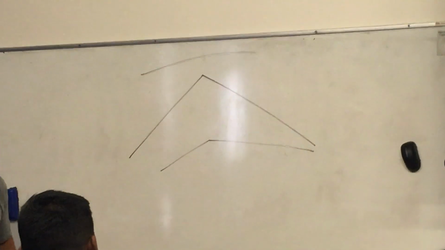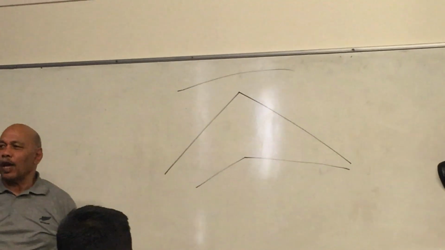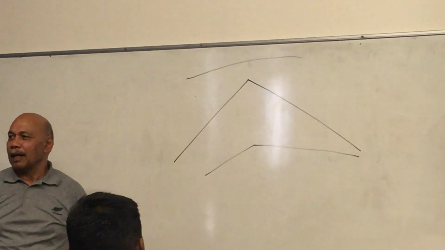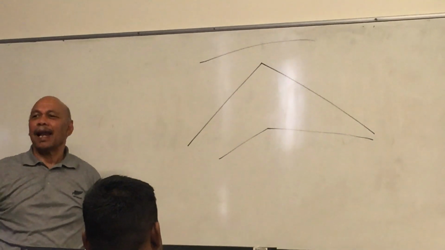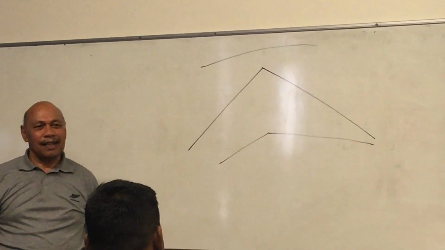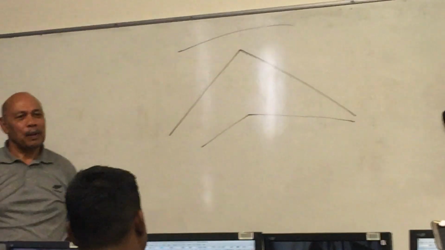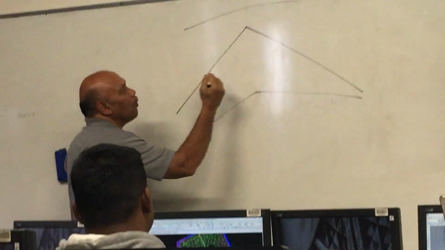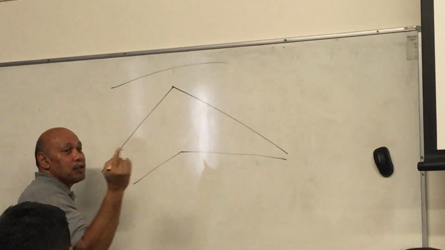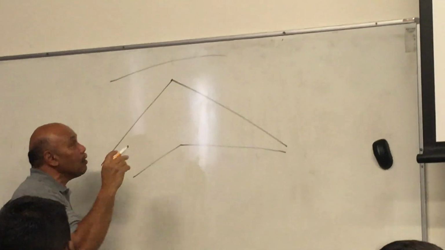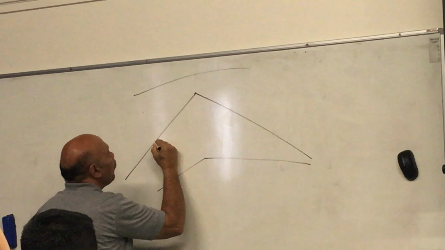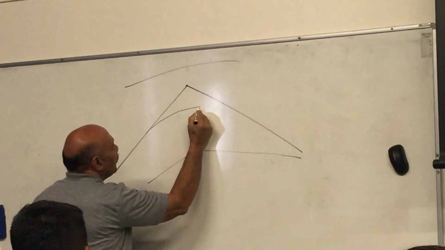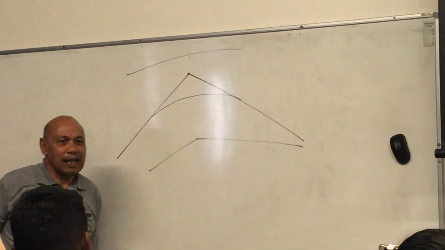Okay? When you introduce a curve, what do you think will happen? Where will the center line go? Your road will no longer go there. When you introduce a curve, because you cannot build a road like that. So your curve, your road center line will be like this.